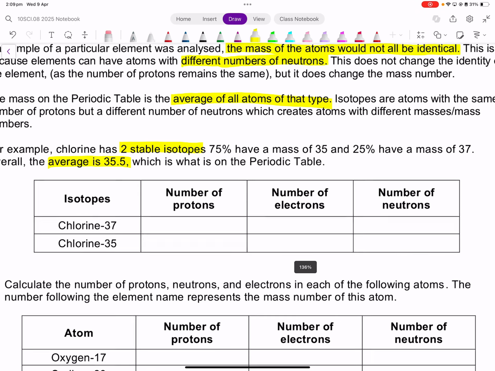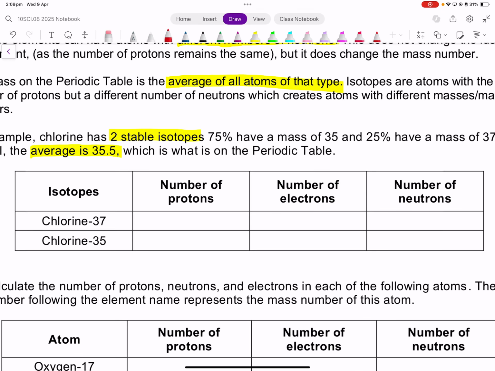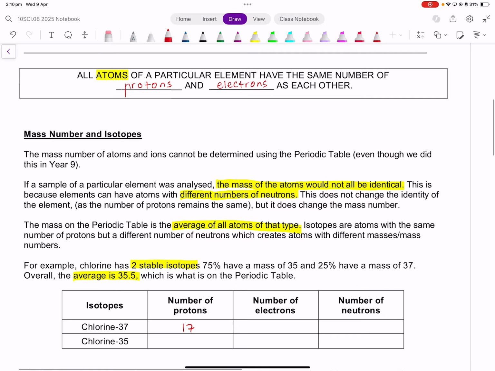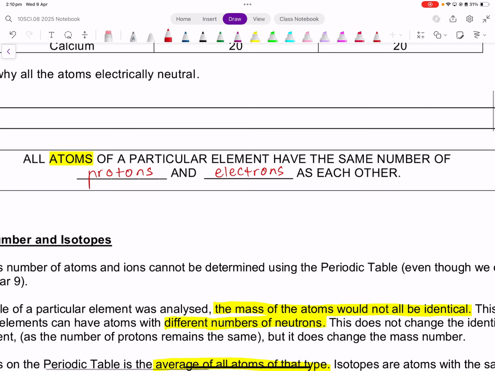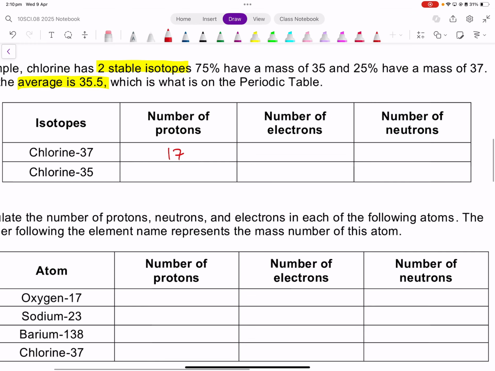So let's talk about chlorine first. Remind me, what number is chlorine on the periodic table? So put your finger on chlorine again, you would find it is number 17. And that number, that atomic number, means that is the number of protons, 17. Now in an atom, okay, how many electrons are there compared to the number of the protons? Is it the same or is it different? It's the same. That's our big rule up the top, right? All atoms of a particular element have the same number of protons and electrons. So we go down here, the number of electrons is 17.